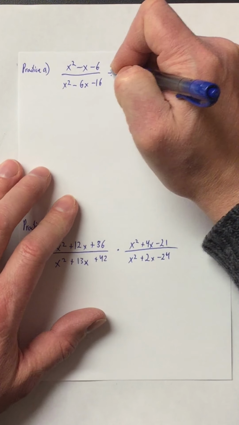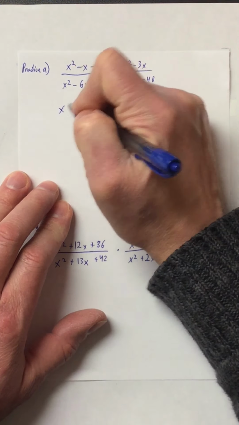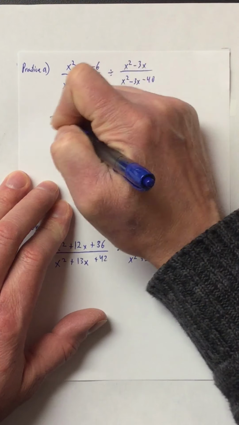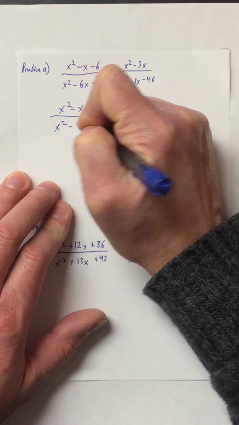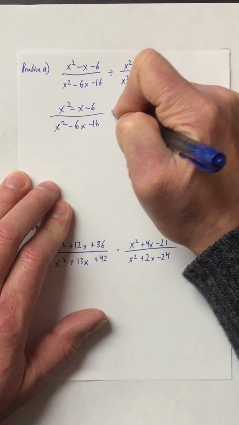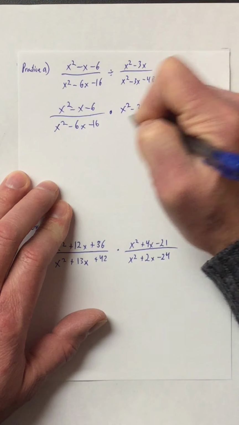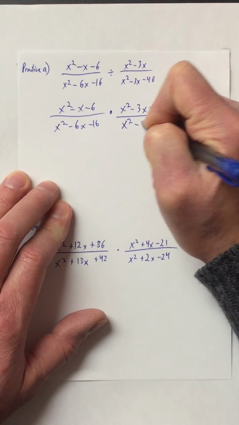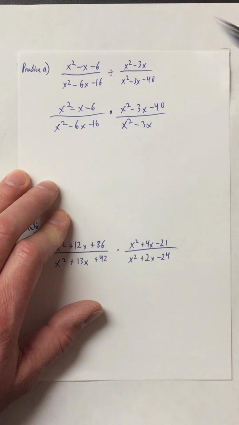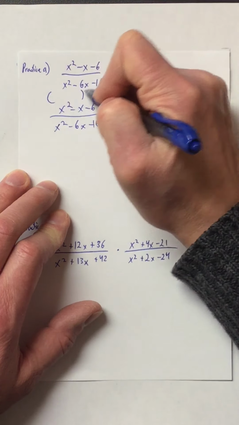They give you the division one first. So our first step is to flip that second expression. So here's my first one. It's going to be connected by multiplication, and I'm just going to simply flip it. All right, there we go. Okay, let's factor some things here.